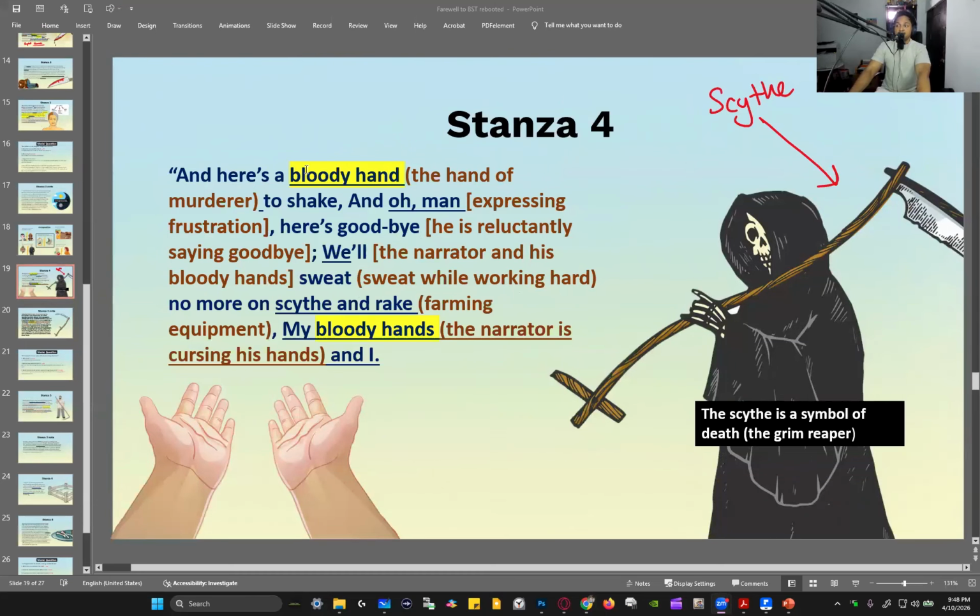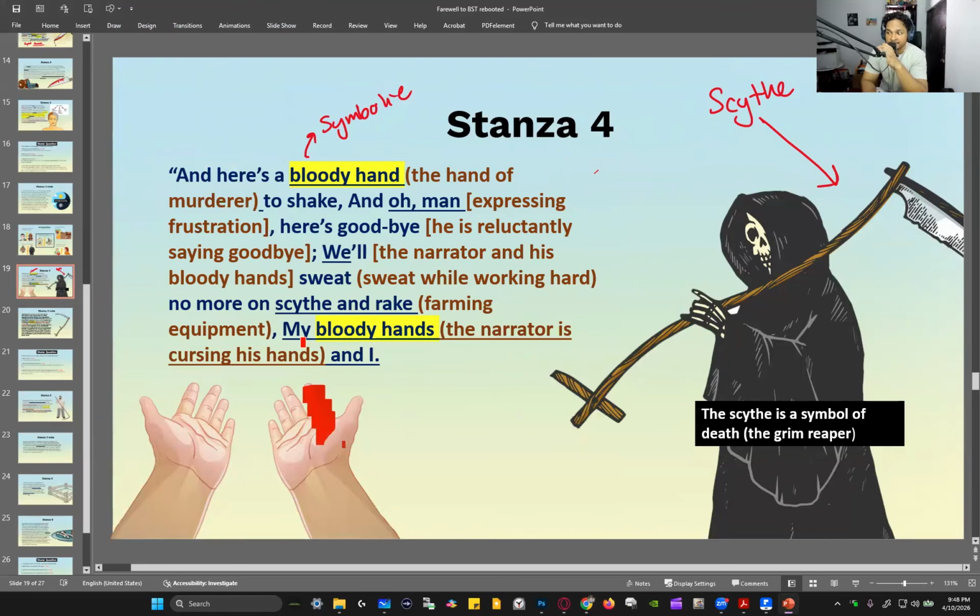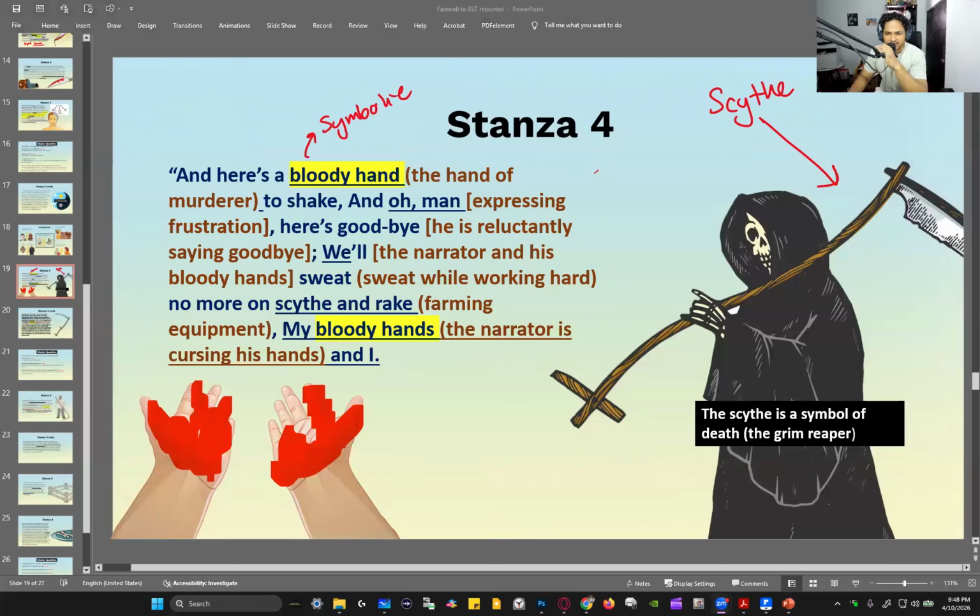absconding. And here's a bloody hand to shake. A bloody hand is a symbol here, Amina. It's symbolic. What does the bloody hand symbolize? Hand of an innocent person, Sadinsa, or hands of a murderer? You know this, right? The bloody hands symbolize a hand of a murderer, right? Absolutely, Rehana, the narrator has murdered his brother, Amina. The bloody hands symbolize murder, and here's a bloody hand to shake.